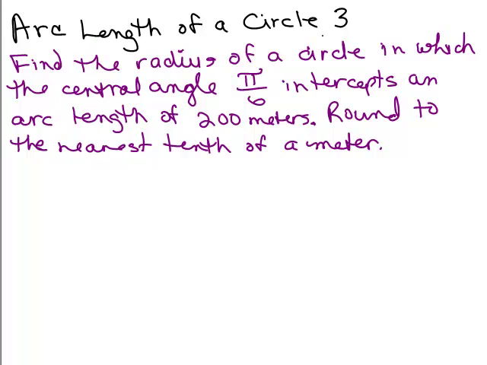All right, this is example 3, working with the arc length of a circle, and we're going to do this problem. Find the radius of a circle in which the central angle pi over 6 intercepts an arc length of 200 meters and round to the nearest tenth of a meter. Right, so actually we are given the arc length for this problem and we are trying to find the radius.